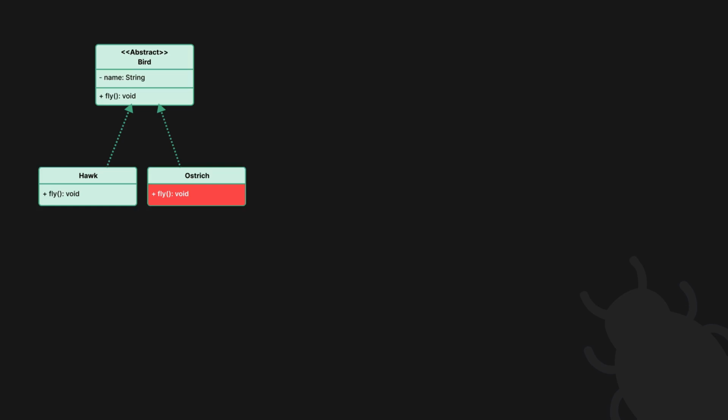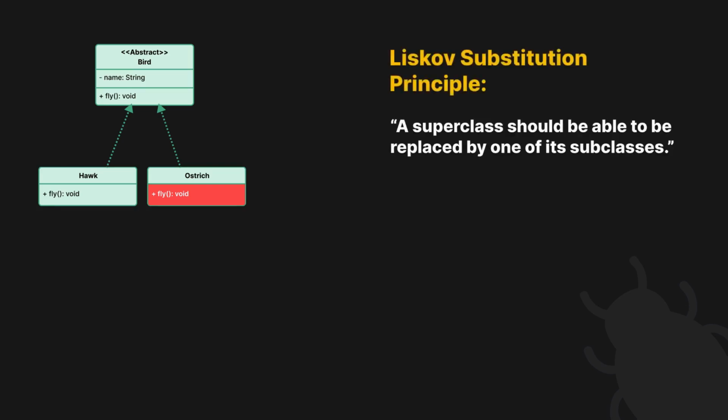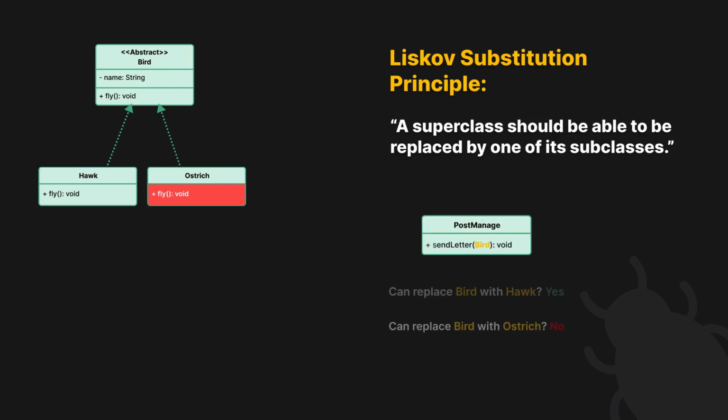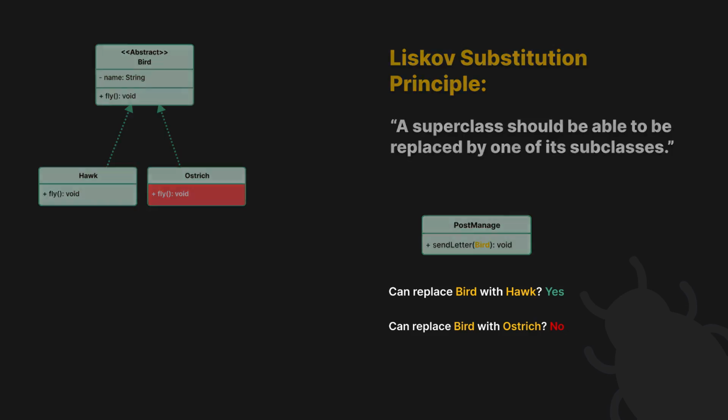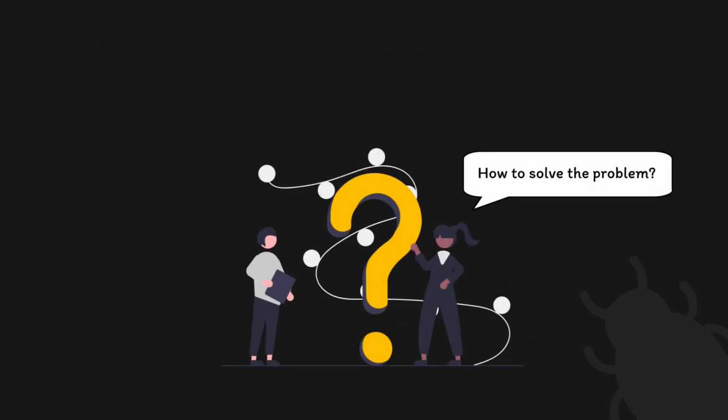it can't fly. The Liskov substitution principle states that a superclass should be able to be replaced by one of its subclasses, but if we replace the class birds that has the fly method with ostrich, we are breaking the principle because the method will not exhibit the correct behavior. But how to solve the problem?